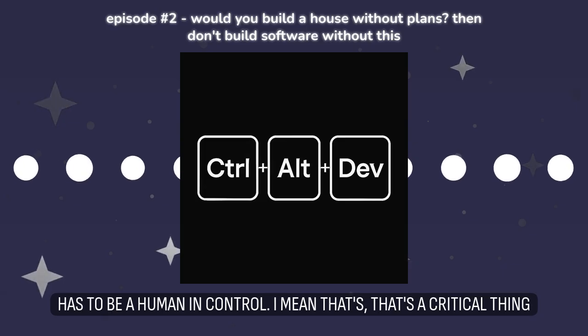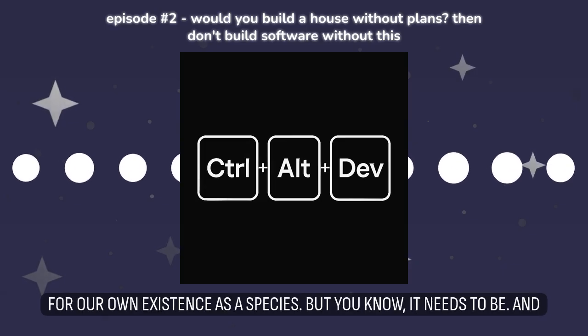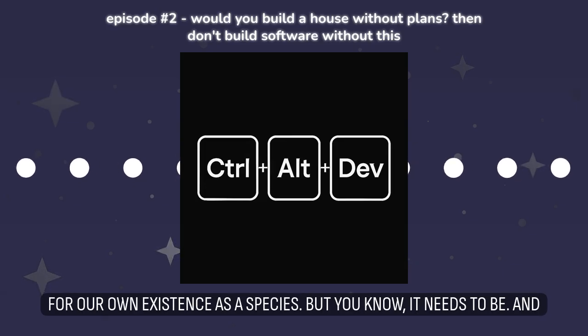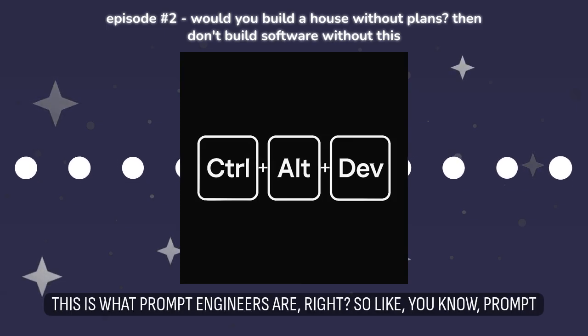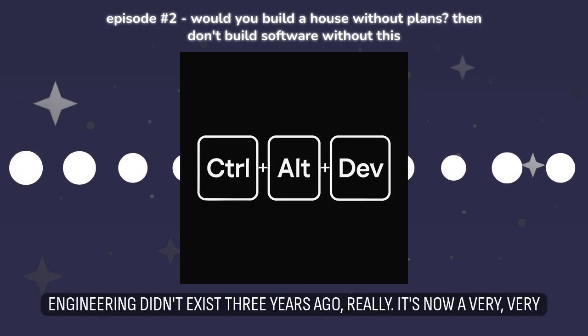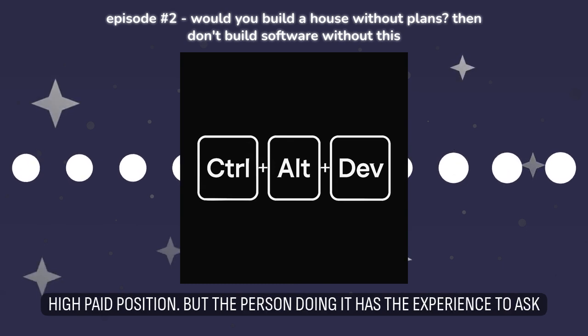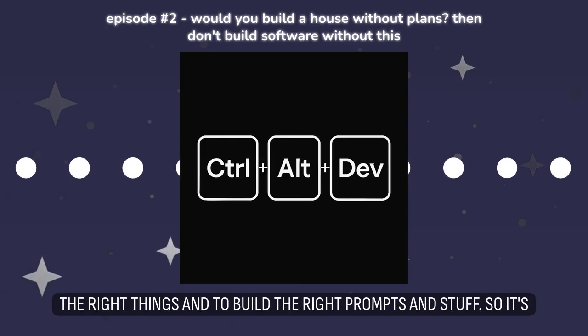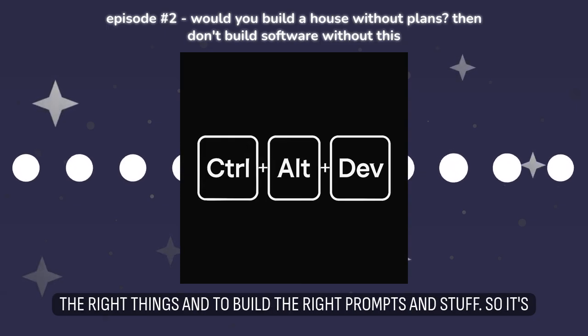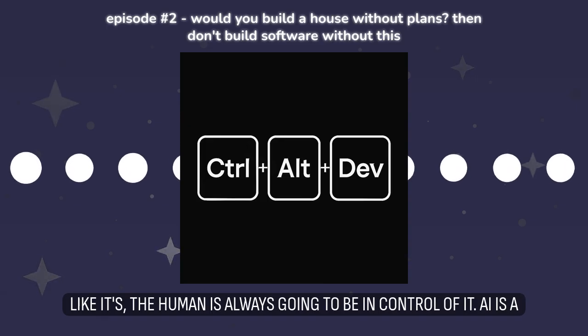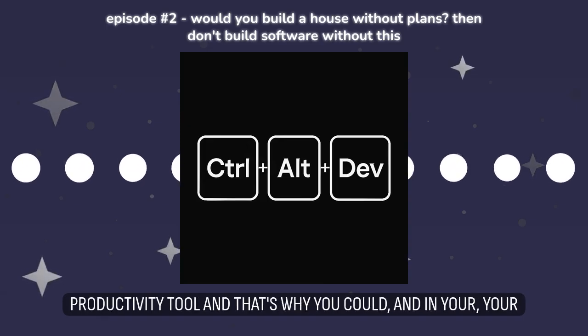I mean, that's a critical thing for our own existence as a species. But it needs to be, and this is what prompt engineers are, right? So prompt engineering didn't exist 3 years ago, really. It's now a very, very highly paid position, but the person doing it has the experience to ask the right things and to build the right prompts. So the human always has to be in control of it. AI is a productivity tool.